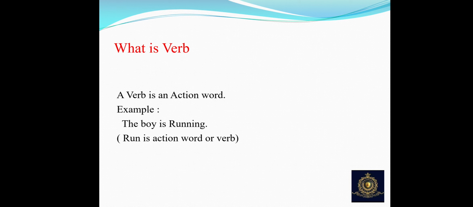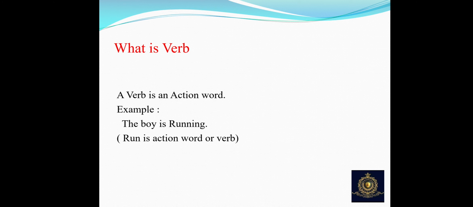Now consider the following example. The sentence is: The boy is running. Here the boy is the performer of the action, so the boy is the subject. And running is the action performed by the boy, so it is obviously a verb. Run is an action word, or a verb, in this sentence.